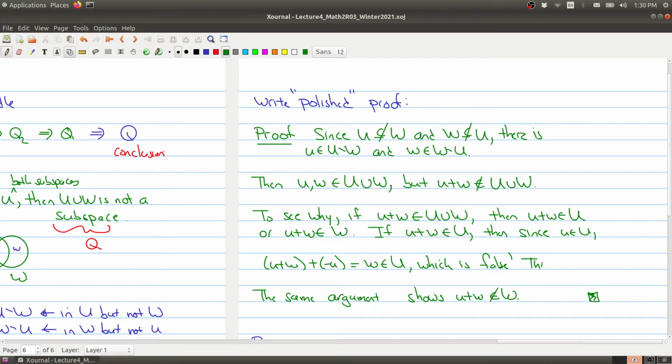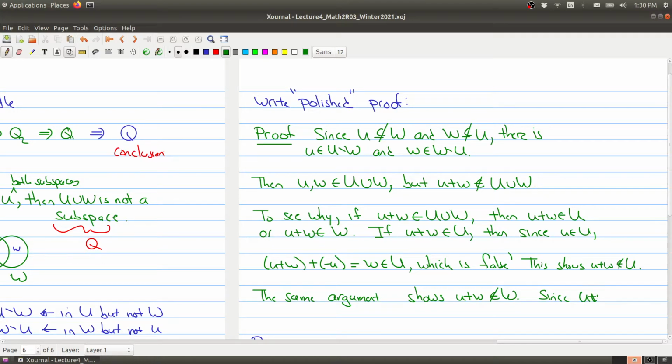So this shows that u plus w is not in U. And then the same argument, right, shows that u plus w is not in W. You just switch the order around, right? So here you would have w and then you would have a u over here.